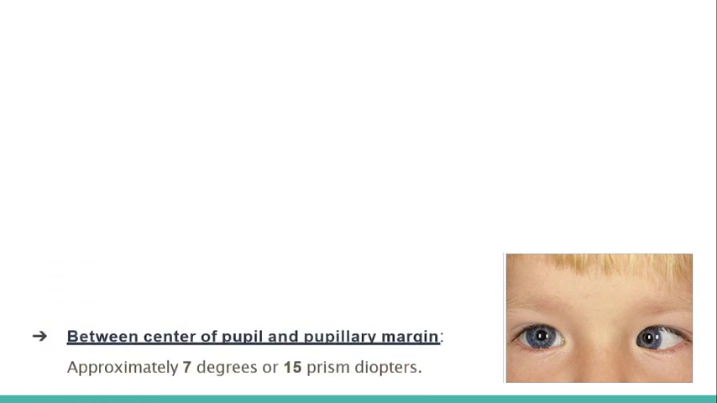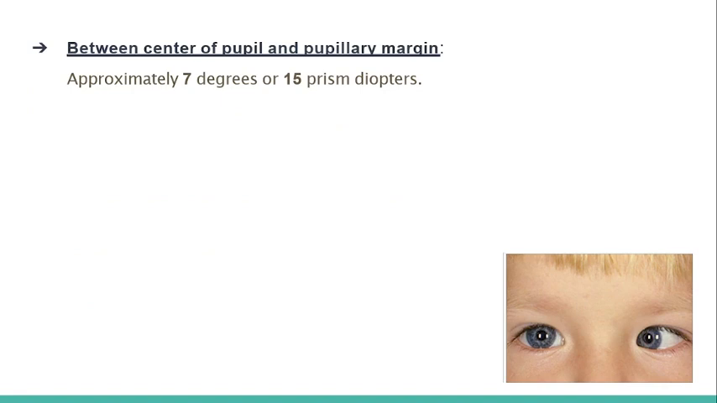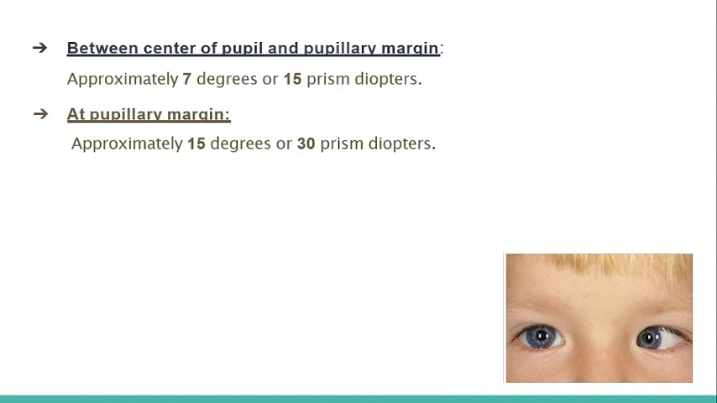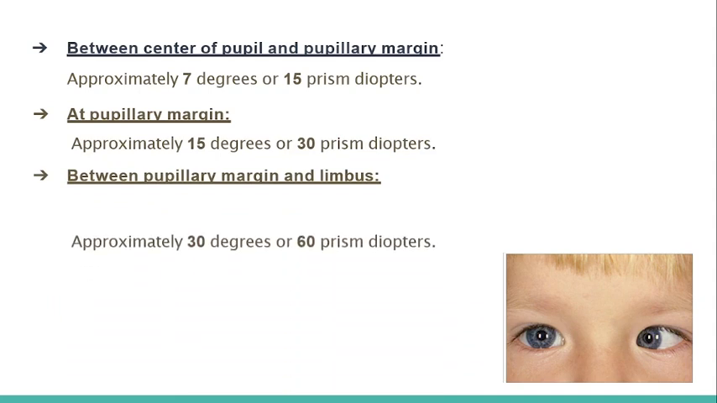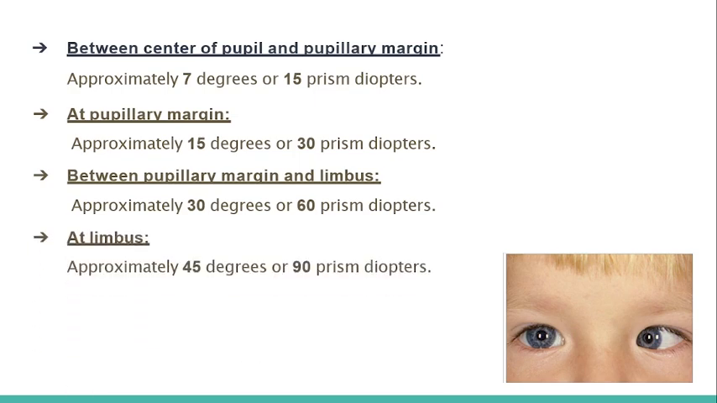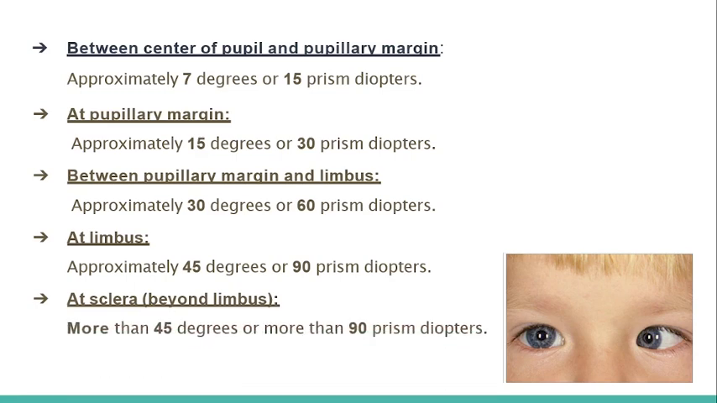The estimation is between center of pupil and pupillary margin: approximately 7 degrees or 15 prism diopters. At pupillary margin, approximately 15 degrees or 30 prism diopters. Between pupillary margin and limbus, approximately 30 degrees or 60 prism diopters. At limbus, approximately 45 degrees or 90 prism diopters. At sclera (beyond limbus), more than 45 degrees or more than 90 prism diopters.